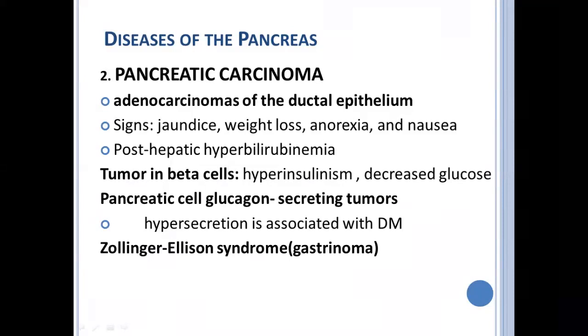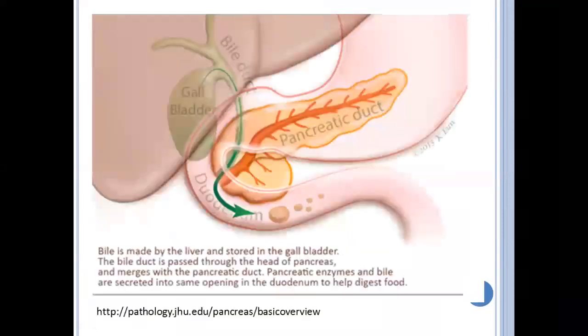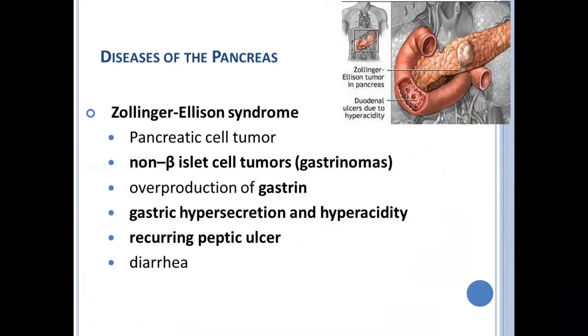And here now, the Zollinger-Ellison, very important ito, no? The Zollinger-Ellison. So mamaya, di-discuss din natin ulit yung Zollinger-Ellison pag pumunta tayo sa stomach. So here, ano ba yung Zollinger-Ellison? So this is a pancreatic cell tumor. So pwede rin siyang tumor of the duodenum. So this is a beta islet cell tumor. And this is associated with the overproduction of gastrin.